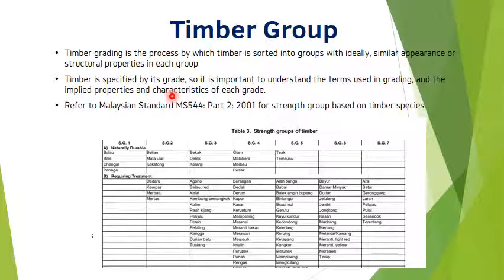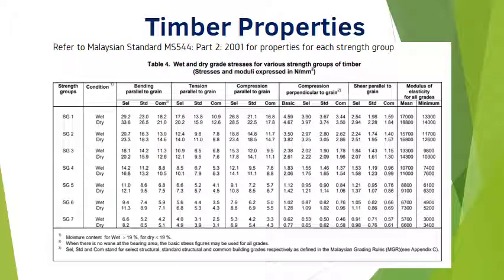For us in Malaysia, we can refer to Malaysian Standard MS544 Part 2 for strength groups based on timber species. This is Table 3 taken from the Malaysian Standard, where we can grade the timber based on strength group 1 to strength group 7. Inside the table are all the species that fall into each strength category.